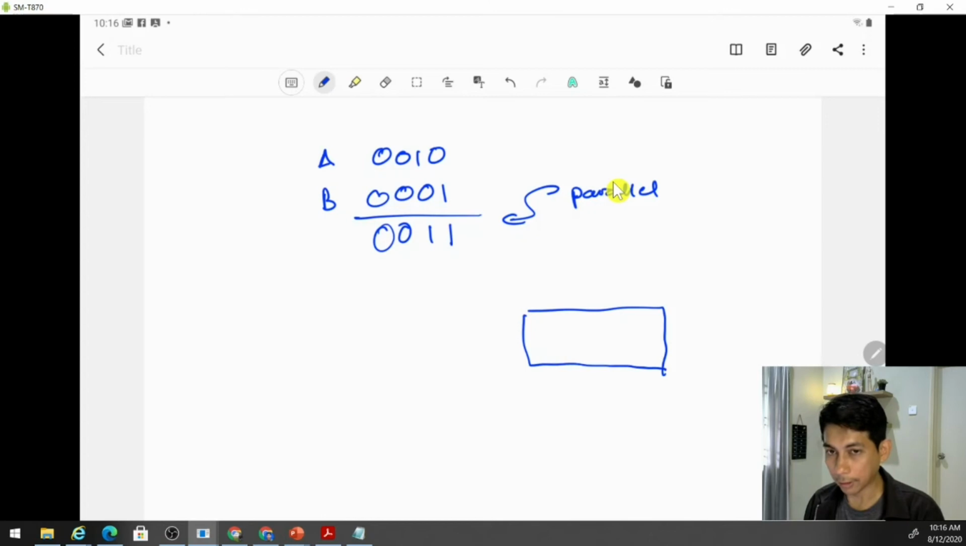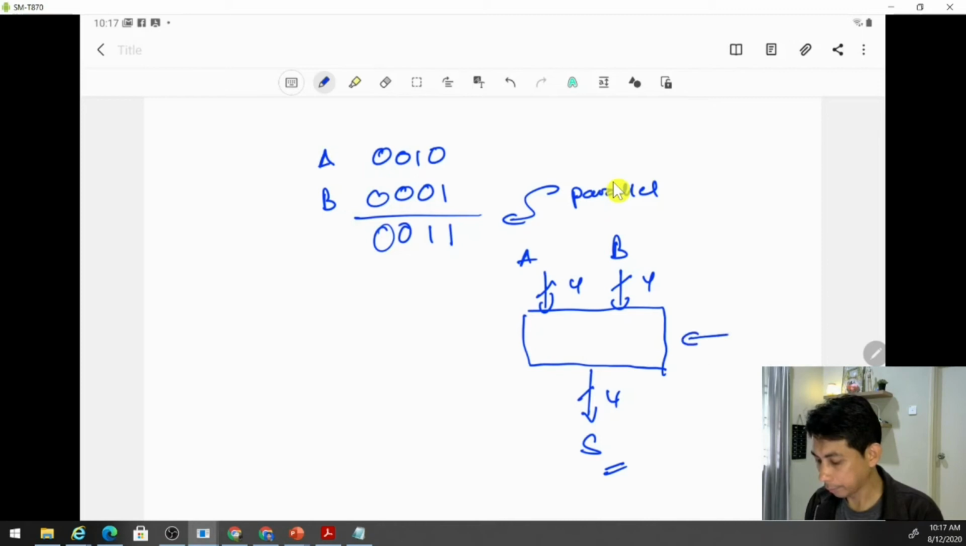If this is our full adder circuit, we have A 4-bit here and B 4-bit here, and we can get S straight away. But the problem, not really the problem, just the issue or the drawback, is the cost.